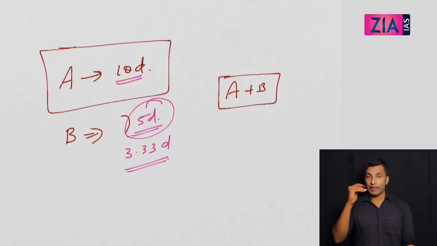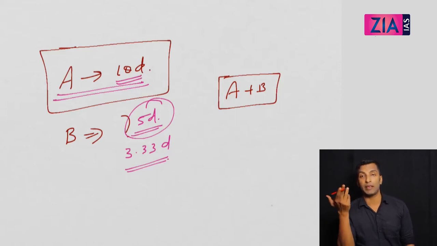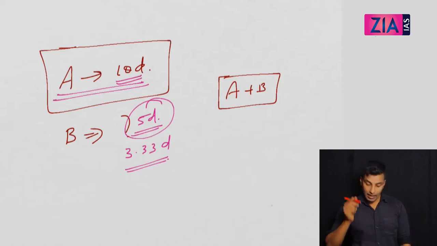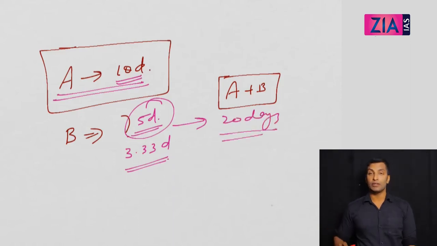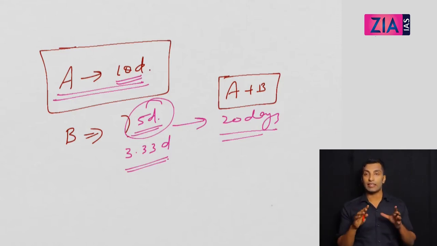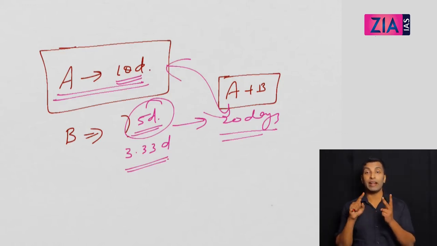If I tell you A will complete the work in 10 days, and A is 2 times as efficient as B, then B will take how many days? 20 days. Here A is efficient, so B will take twice the number of days as A. That's the relation. Now if this is given, I can find the answer. So what I need is one value, and a relation between A and B. Then I can solve the question.